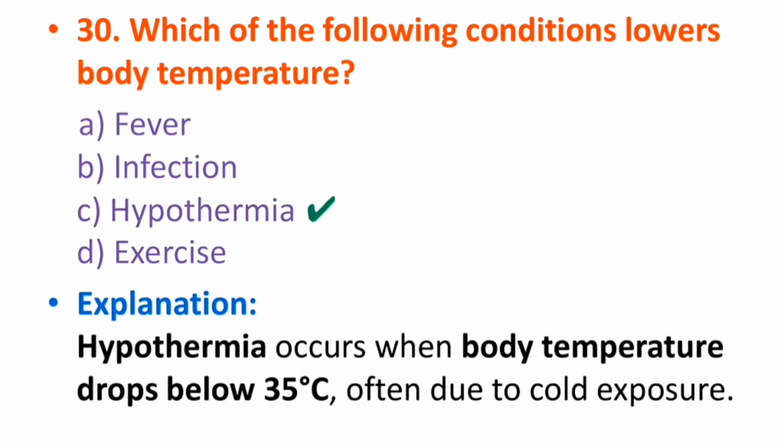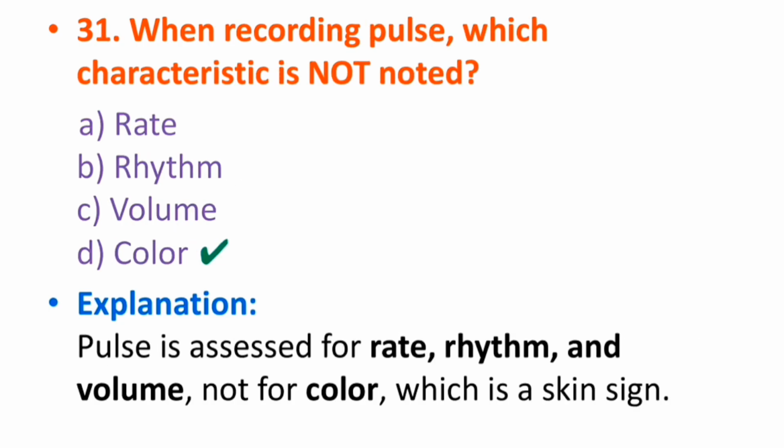Which of the following conditions lowers body temperature? Option A fever, option B infection, option C hypothermia, option D exercise. The correct answer is option C hypothermia. Hypothermia occurs when body temperature drops below 35 degrees Celsius, often due to cold exposure.